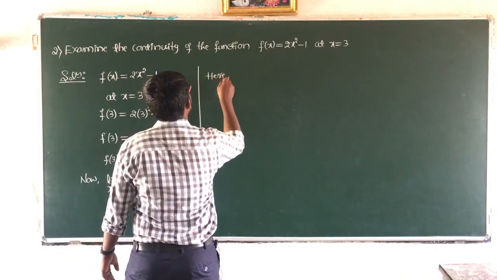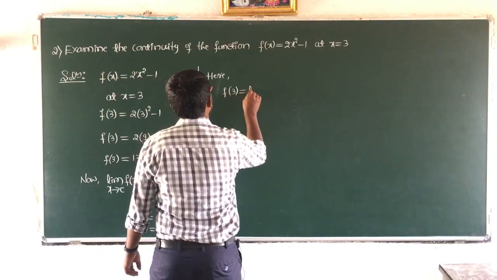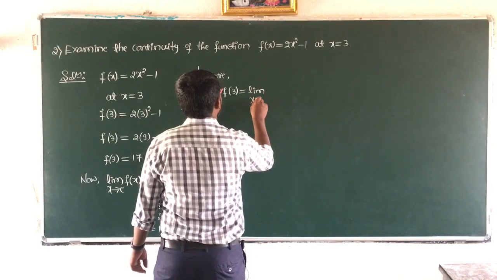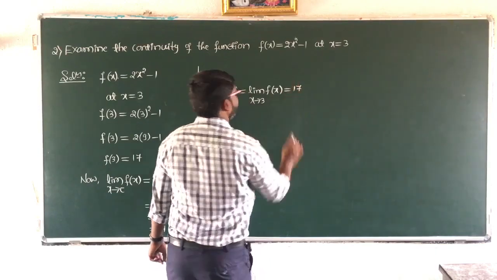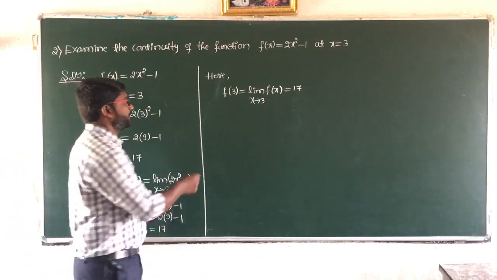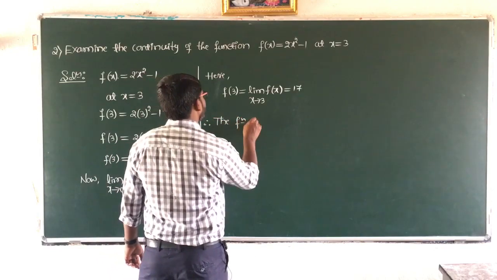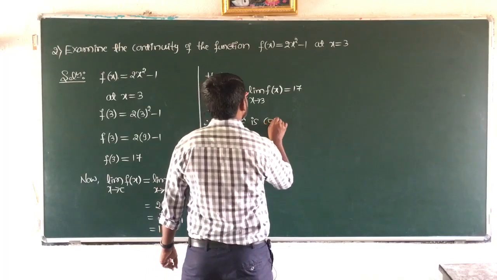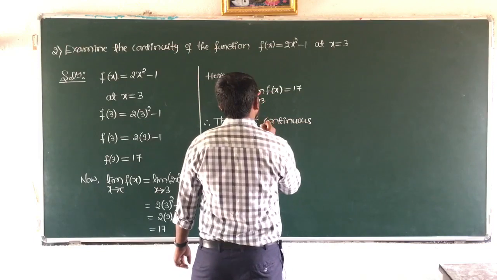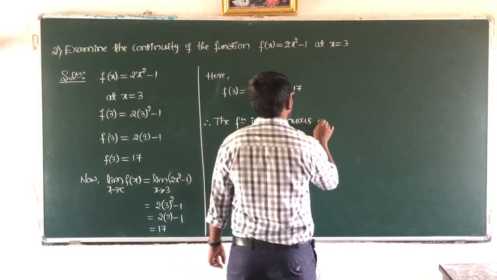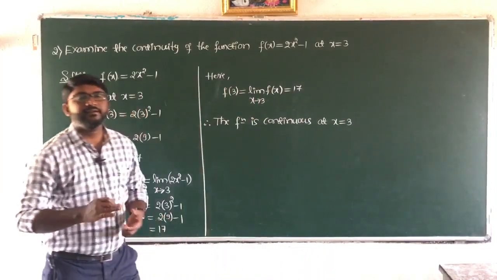Here f of 3, which is equal to limit x tends to 3 f of x, which is equal to 17. So both the values are the same. Therefore, the function is continuous at x equal to 3. So this is all about the second problem.